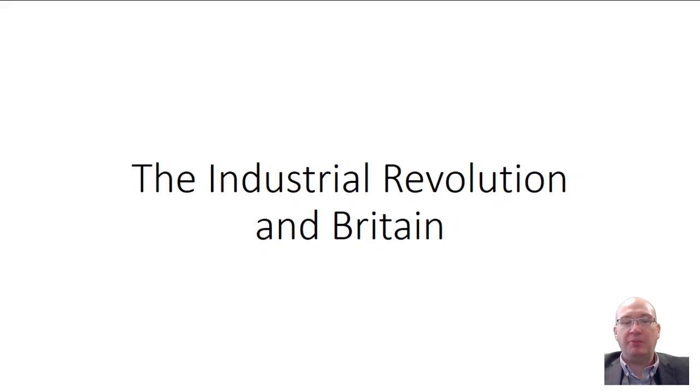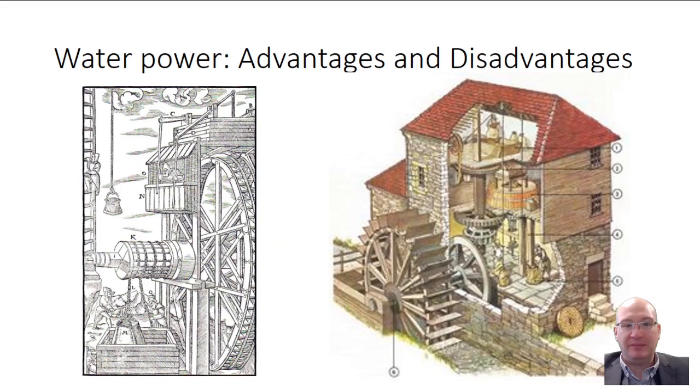Hello. In this section, we'll be looking at the Industrial Revolution and Britain. To begin with, we want to stress there was industry and machines that were powered by things other than human beings or animals before the Industrial Revolution. And the big source of power before the Industrial Revolution was water power. And you can see two examples here.